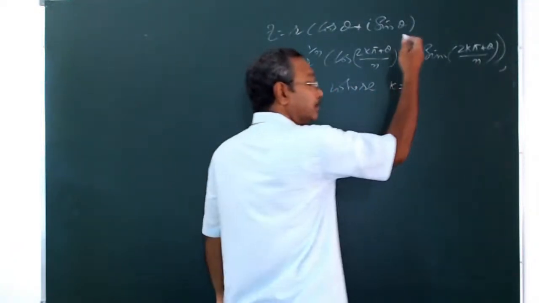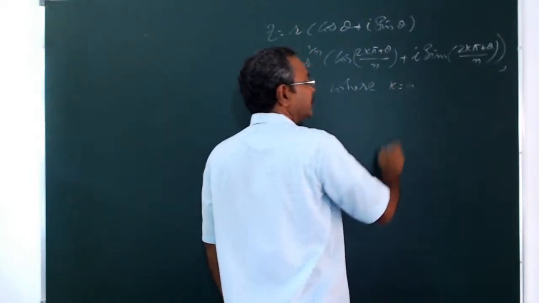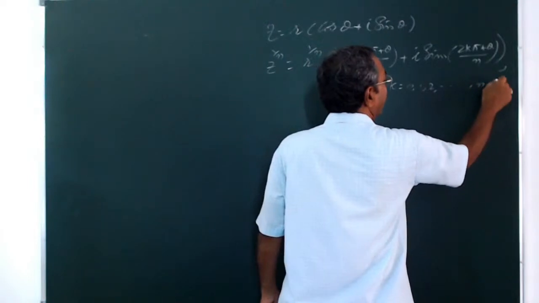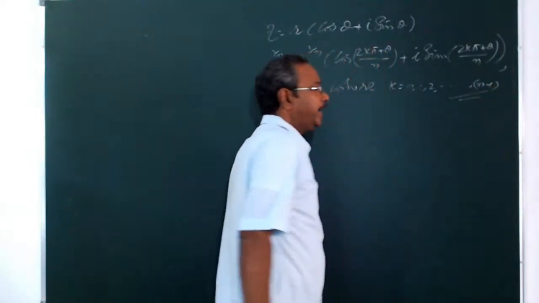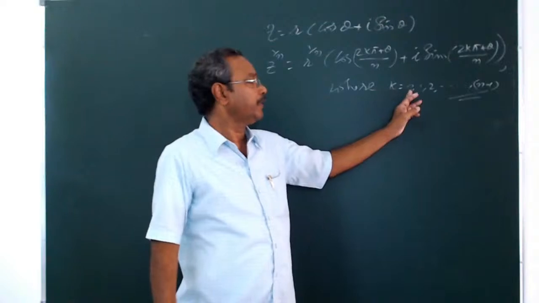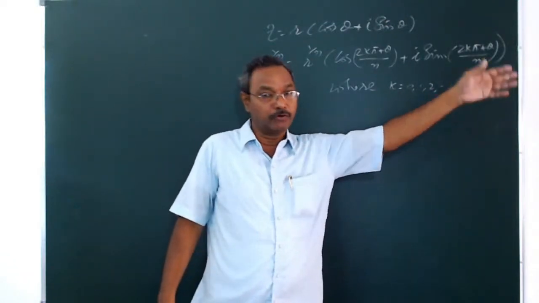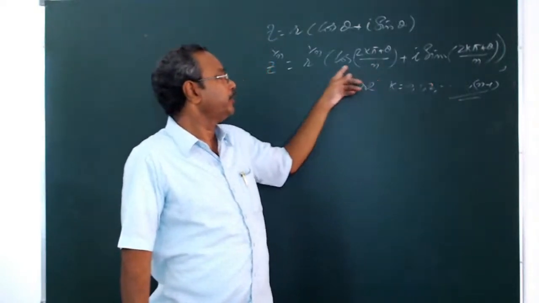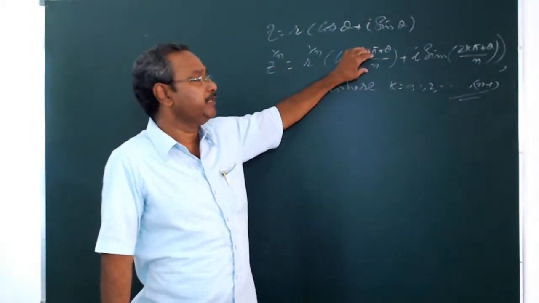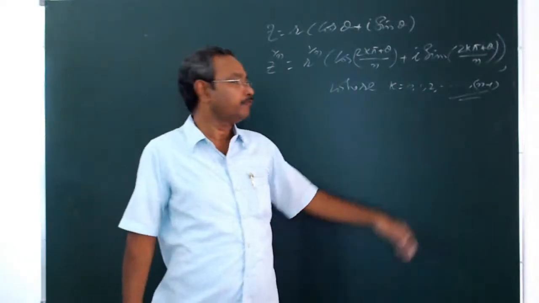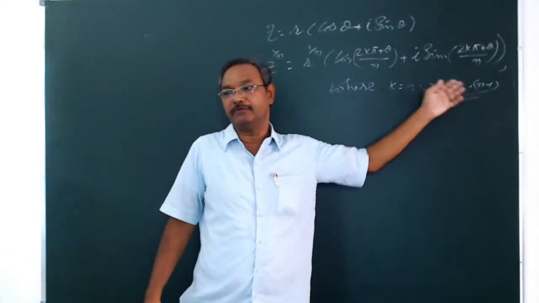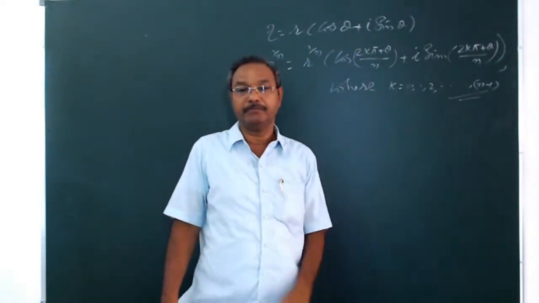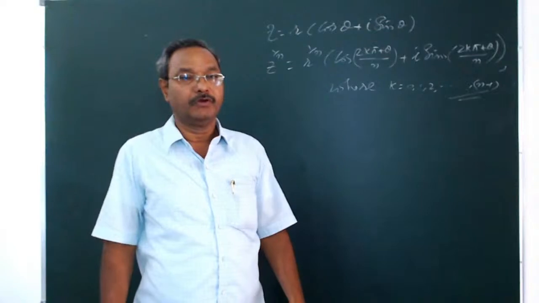k takes integers starting from 0, so it is 0, 1, 2, 3, etc., up to n minus 1. There are n different values for this k. For each and every value of k, you are going to get one complex number, which is an nth root of z. So for n such values of k, you are going to get n such nth roots of this complex number z.